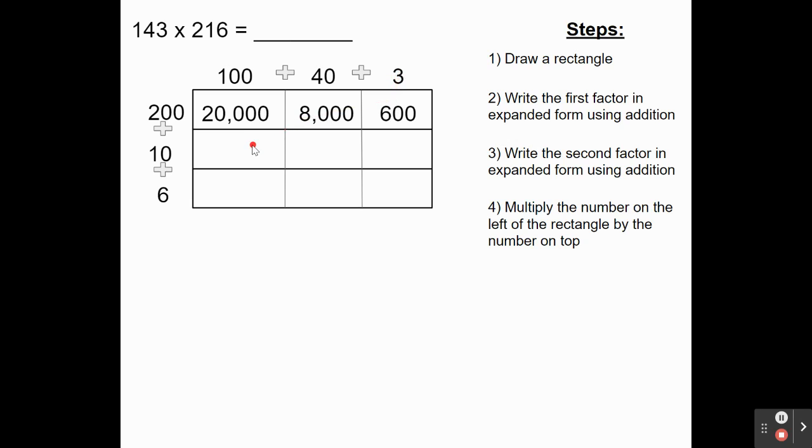Let's go to the middle row. Here we're going to multiply 10 times 100, which is 1,000. Then we're going to multiply 10 times 40, which is 400.